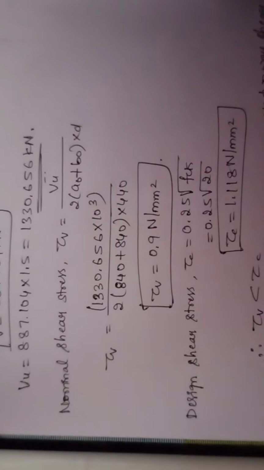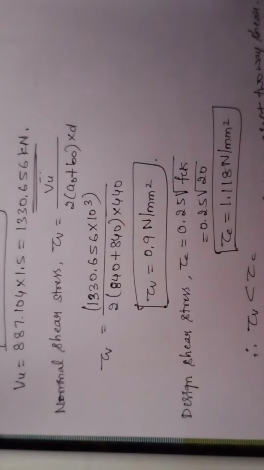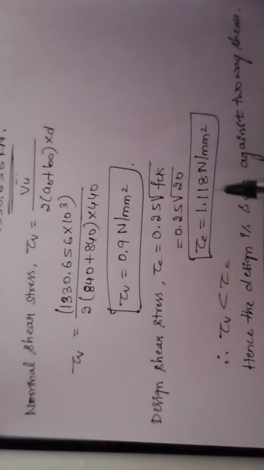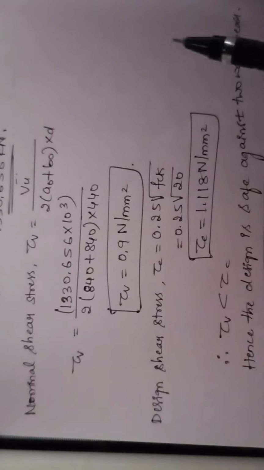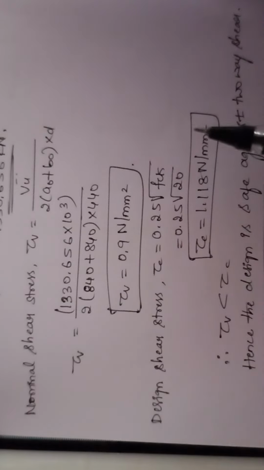Then, let us find the value of design shear stress tau C now from the formula 0.25 times root under fck. So, we have the grade of concrete as 20. On simplifying, we will be getting a value of 1.118 Newton per mm square. Now, let us compare both the values. On comparing both the values, our tau C value is greater than tau V. If we get tau V less than tau C, whatever the design that we have done is again safe against the two-way shear. As we are getting tau V less than tau C, we can say that the design is safe against two-way shear. And that completes the shear design.